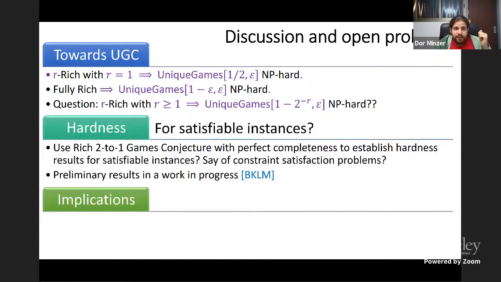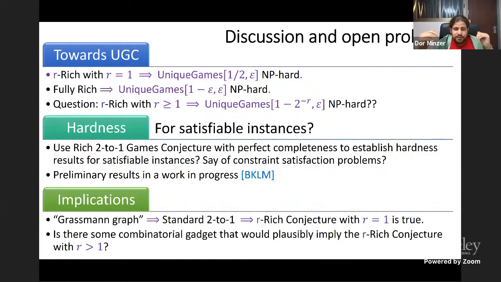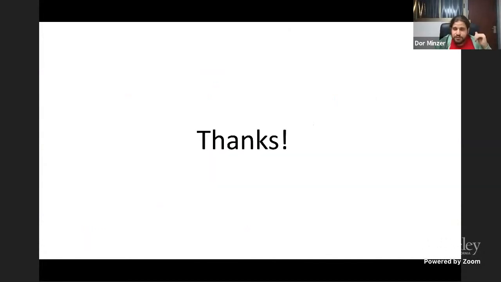And finally, this is a more moral question, but there is this object called the Grassmann graph, which is used to prove hardness of standard 2-to-1, which, as I said, is the same as R-rich for R equals 1. Can we find some combinatorial gadget that will hopefully give us, or plausibly give us, hardness for R-rich games? I think that even coming up with some candidate would be very interesting, but so far we don't know of anything that is too promising. So that's all I have. Thank you for listening.